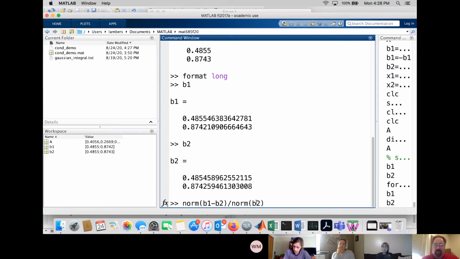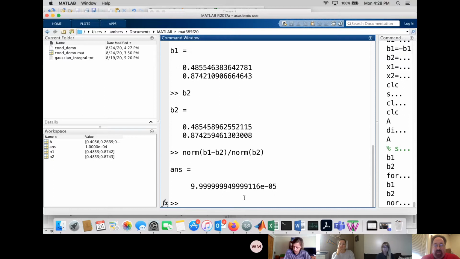This is called a relative error. So you think of it like exact minus approximate over exact. That's roughly 10 to the minus 4. So these vectors differ from each other by only 1/100th of 1%. So you might think, okay, if I go ahead and solve these systems with B1 and B2, the solutions should be roughly the same. So let's go ahead and do that.